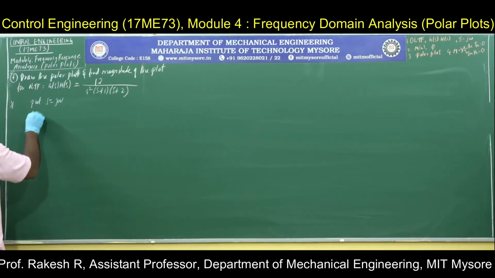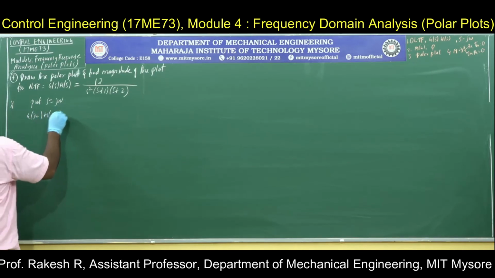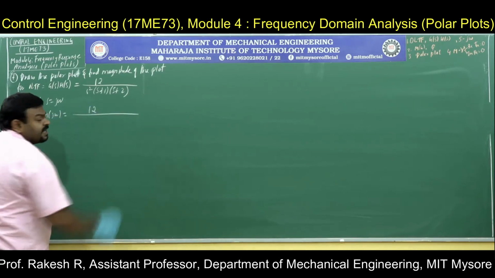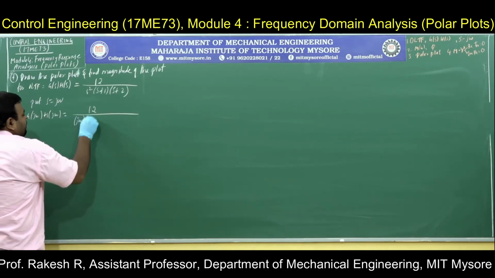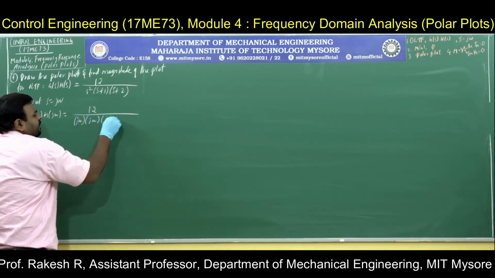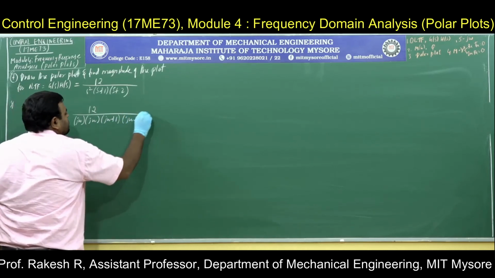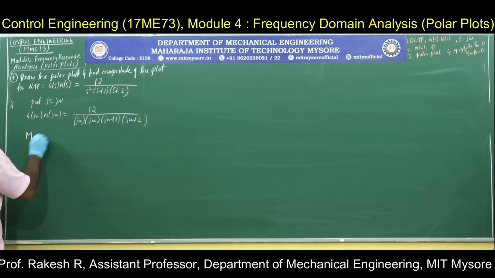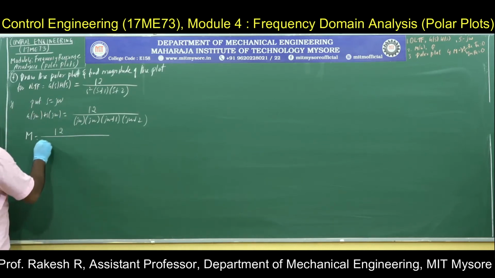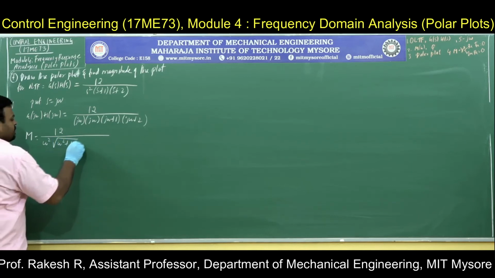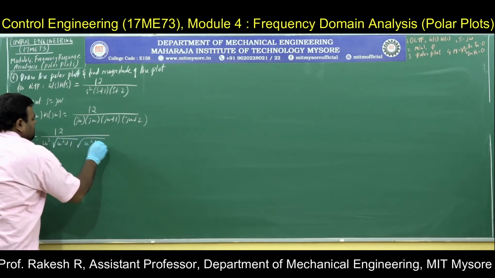So G(jω)H(jω) will be equal to 12 divided by s square... Show the split up. Why split up? Because of the phase angle calculation. (jω+1)(jω+2). What is the magnitude? Magnitude is 12 divided by ω square, square root of real part square plus imaginary part square: ω square plus 1 into ω square plus 4.